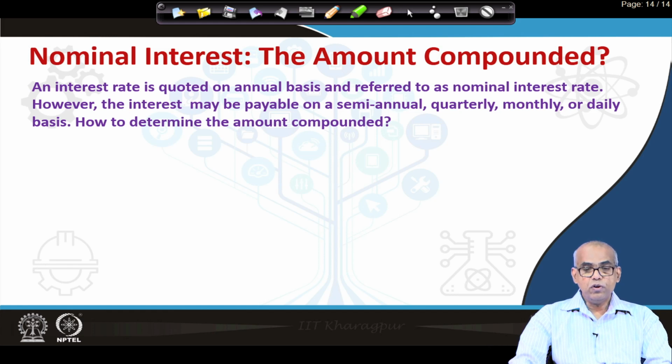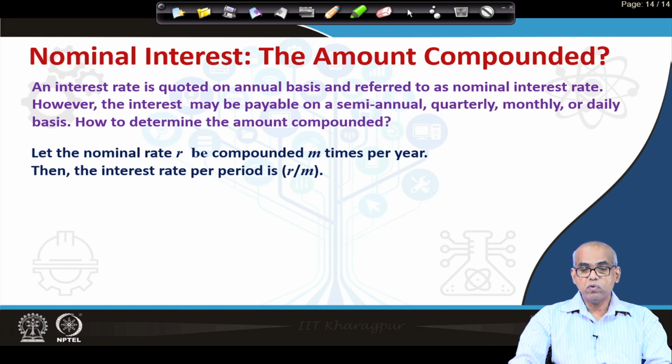Now, how will you determine the amount compounded for a nominal interest rate? An interest rate is quoted on an annual basis and referred to as the nominal interest rate. However, the interest may be payable on a semi-annual, quarterly, monthly or daily basis. How to determine the annual compounded amount? Let the nominal rate r be compounded m times per year. So, we assume that the nominal rate r is being compounded m times per year. Then what is the interest rate per period? It is r/m.